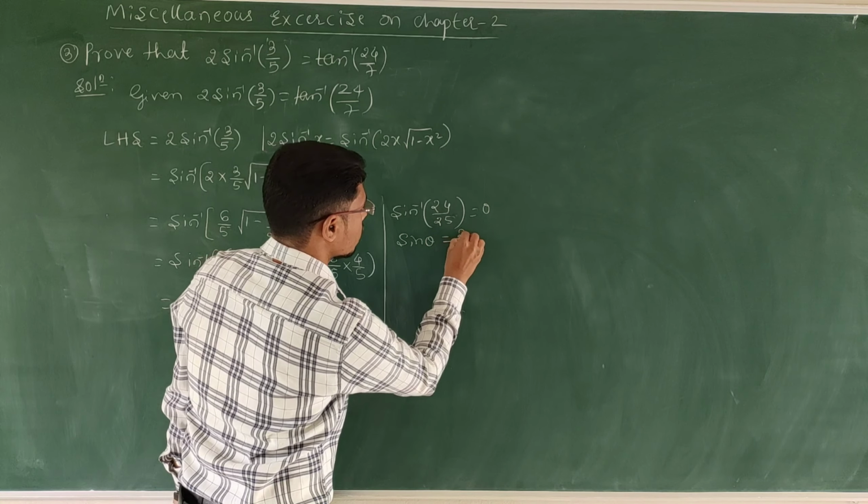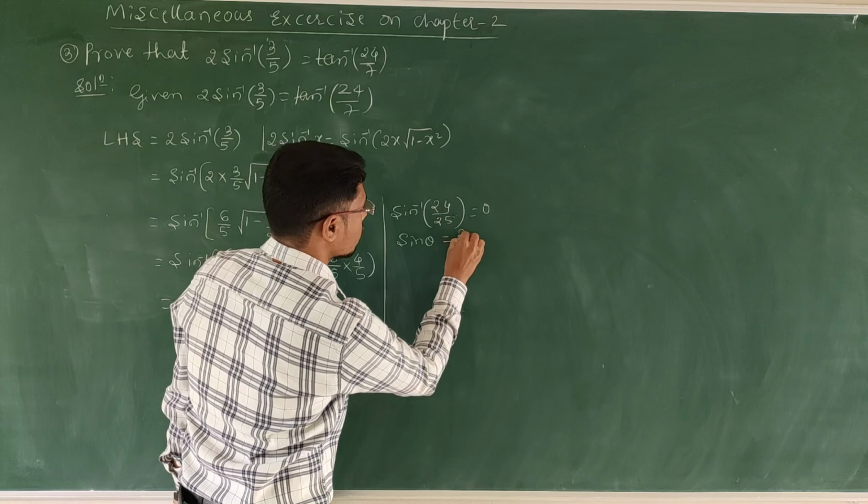sine inverse of 8 by 17 plus sine inverse of 3 by 5 is equal to the tan inverse of 77 divided by 36. We have to prove. Okay, so I have to prove this: sine inverse plus sine inverse equals tan inverse. I have to prove. Okay, so for that, first write down the LHS in the solution section.